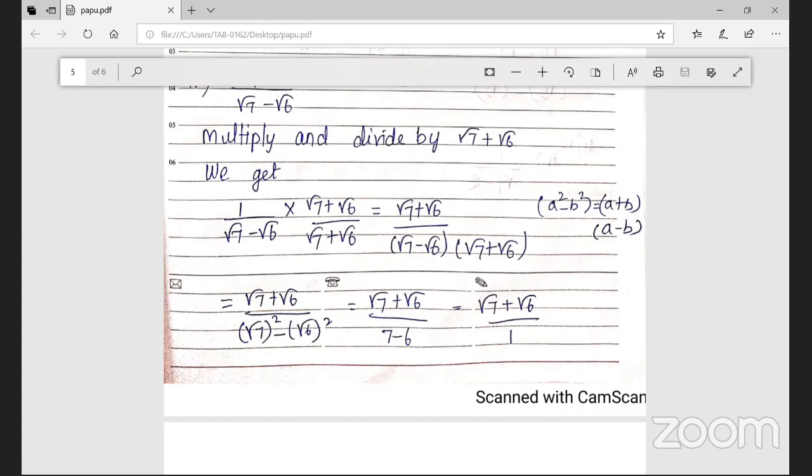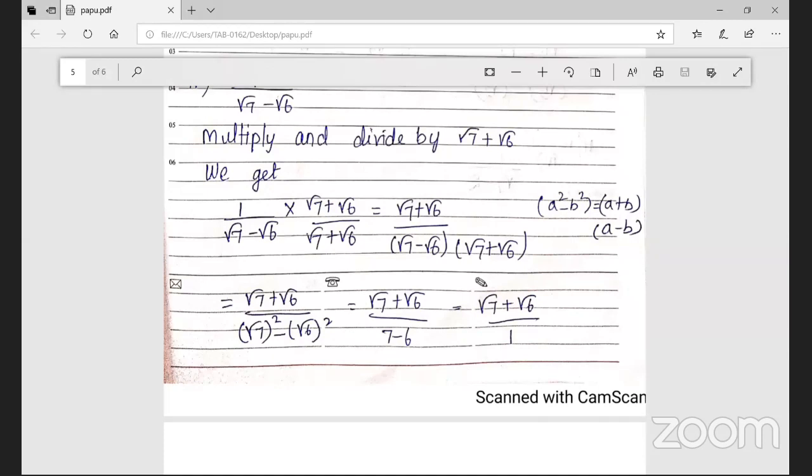Now, root 7 minus root 6 and root 7 plus root 6 is there. So the a value is root 7 and the b value is root 6. Now we want a square minus b square, so we want to square the a and we want to square the b. Root 7 squared gives the answer 7.